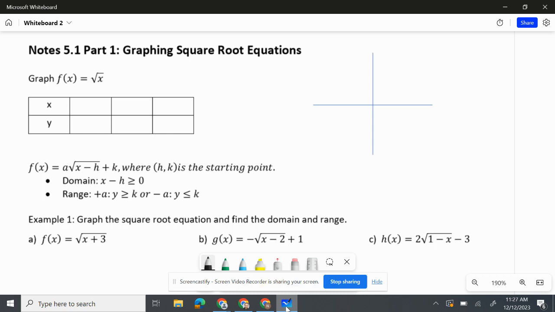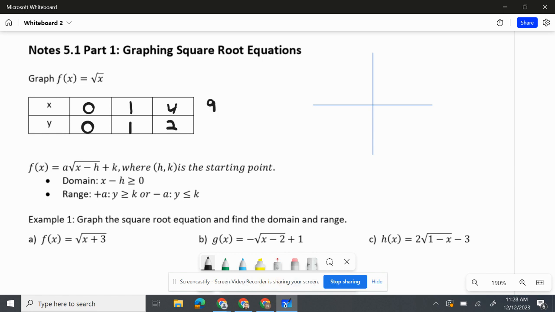We're going to move on to Unit 5, and Unit 5 has to do with radicals, and we're going to start off with graphing square root functions. So when we're graphing square root functions, the three square roots that we're going to focus on are the three easiest ones, 0, 1, and 4. Because we know the square root of 0 is 0, the square root of 1 is 1, and the square root of 4 is 2.